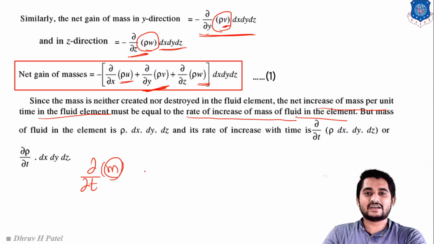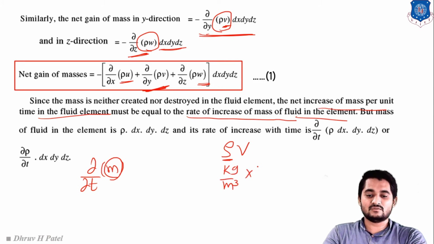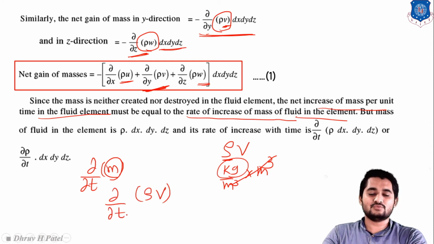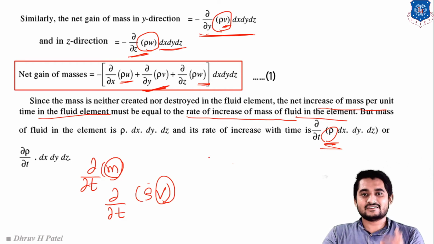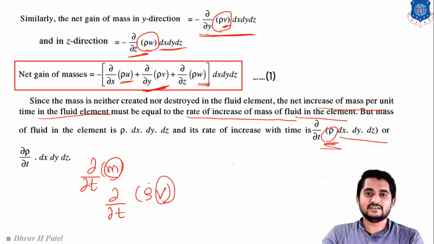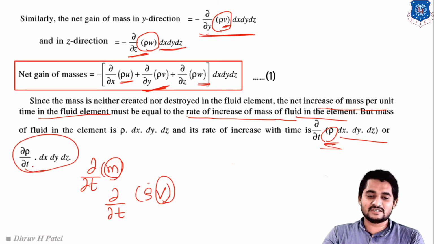Instead of mass we can write rho v, where rho is the density in kg per meter cube and v is the volume in meter cube, so kg remains. So instead of mass we can write del by del t of rho into volume. Here rho stays as it is, and instead of volume, from the sketch the cube volume will be dx, dy and dz. So our net gain in mass with respect to time will be del rho by del t dx dy dz, from the sketch. Clear students?